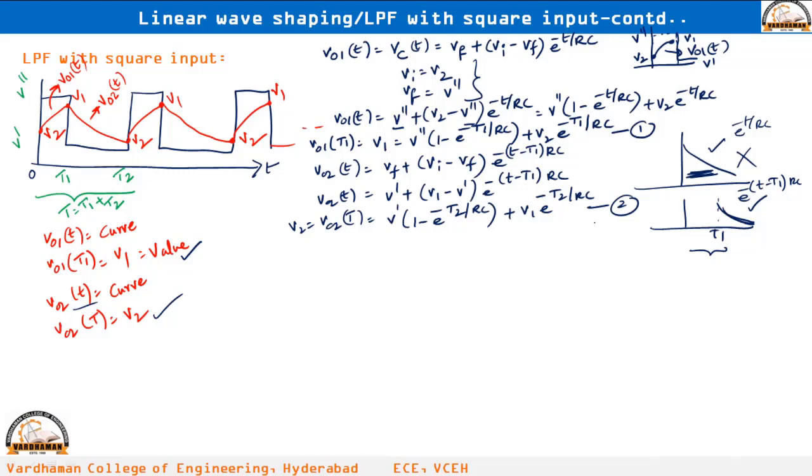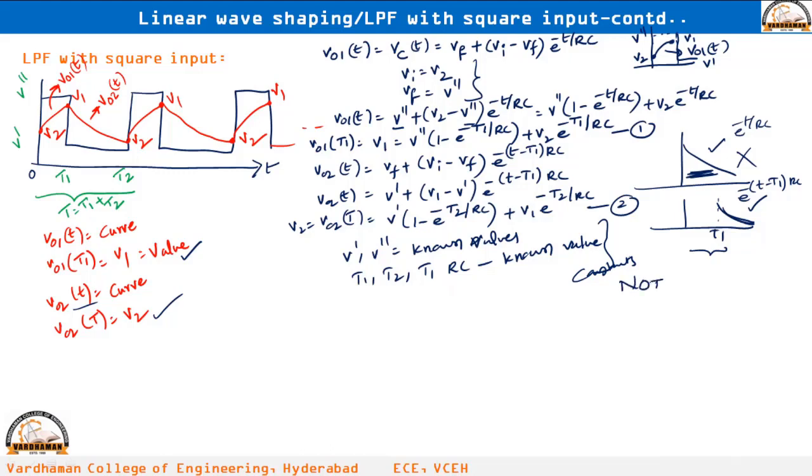These are just two equations with two unknown values, V1 and V2. Known values are V dash and V double dash, because those are the input voltage levels. Okay, so V dash and V double dash are known values. T1, T2, T, and RC are also known values. That means you can take them as constant values. Okay, so for your understanding, here I will give one representation.